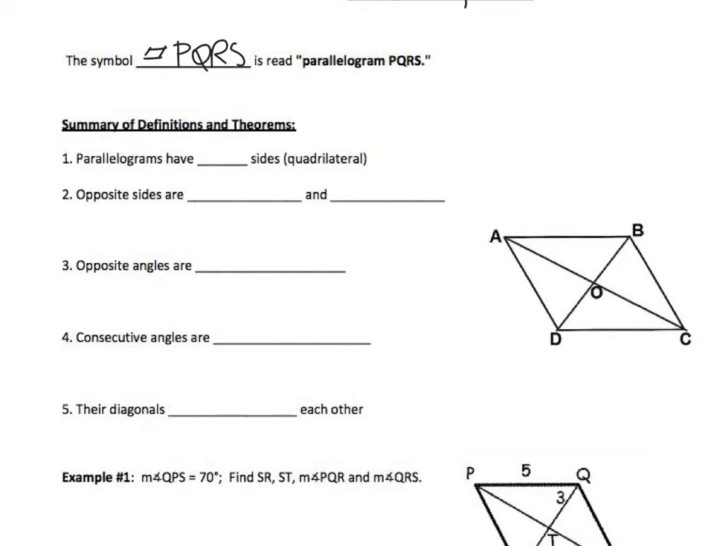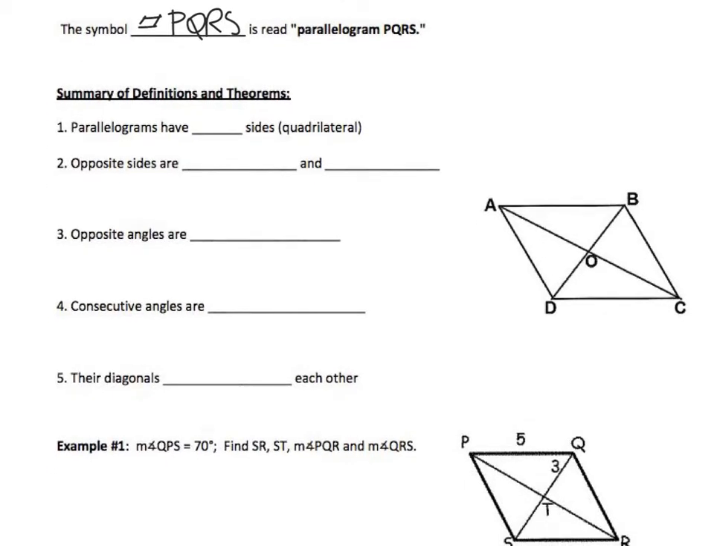Now we're going to talk about some definitions and theorems that relate to parallelograms. So first, parallelograms have four sides. That's the definition of a quadrilateral. It's any shape with four sides. The opposite sides are parallel and they're congruent.